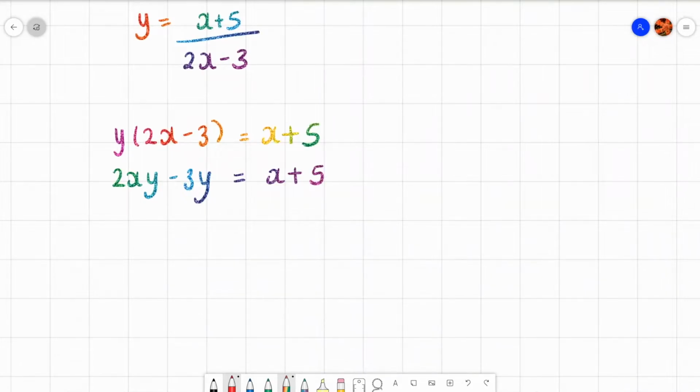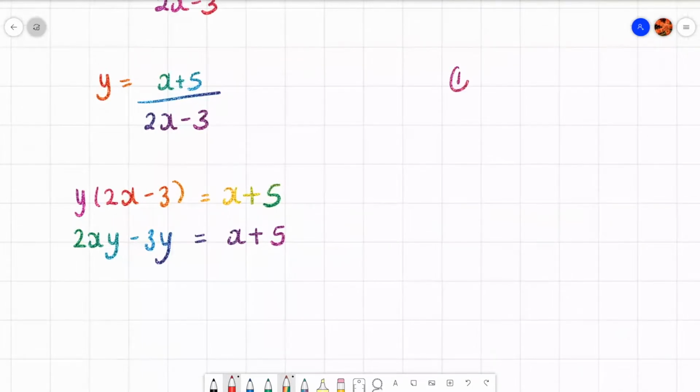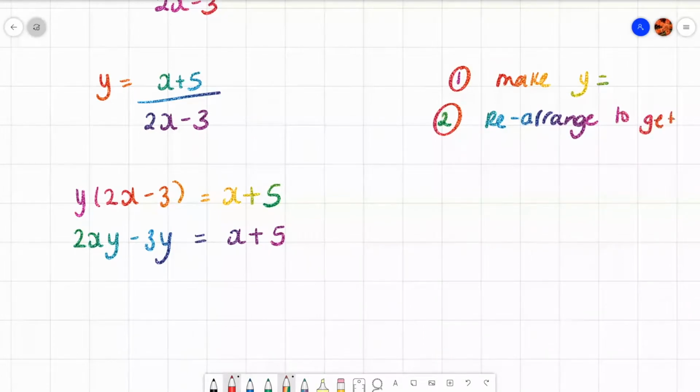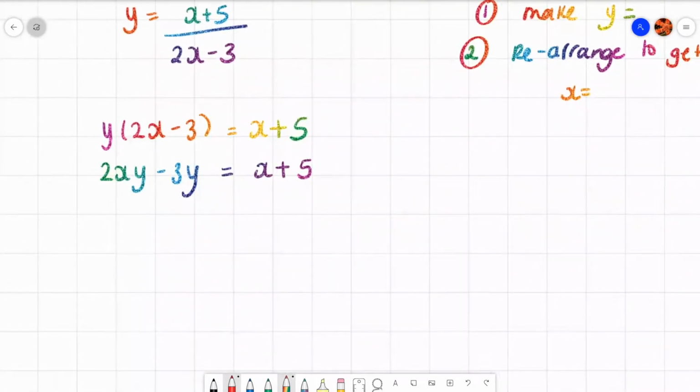Right, okay, so remember, we've done the first step here, which was make y equals. Your second step is rearrange to get x equals. And remember, sometimes you might have to write this down in the exam to make you actually focus and think, what am I doing? Because it's getting too complicated. I need to make x equals.